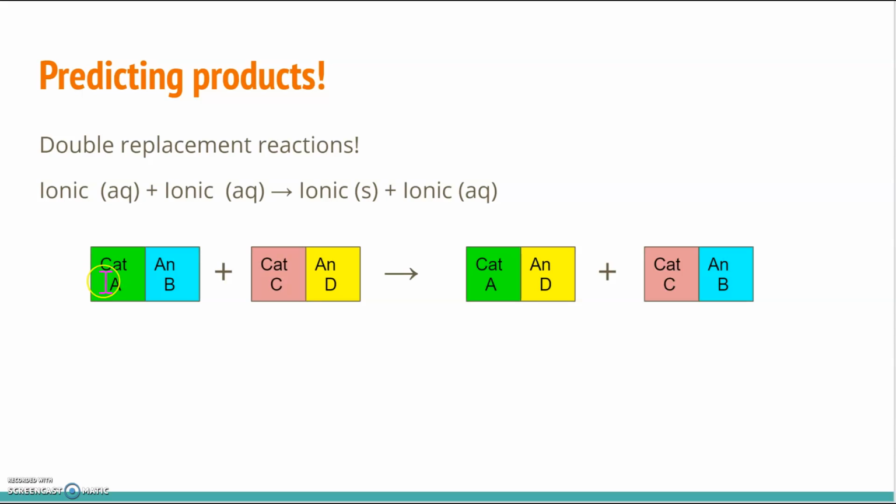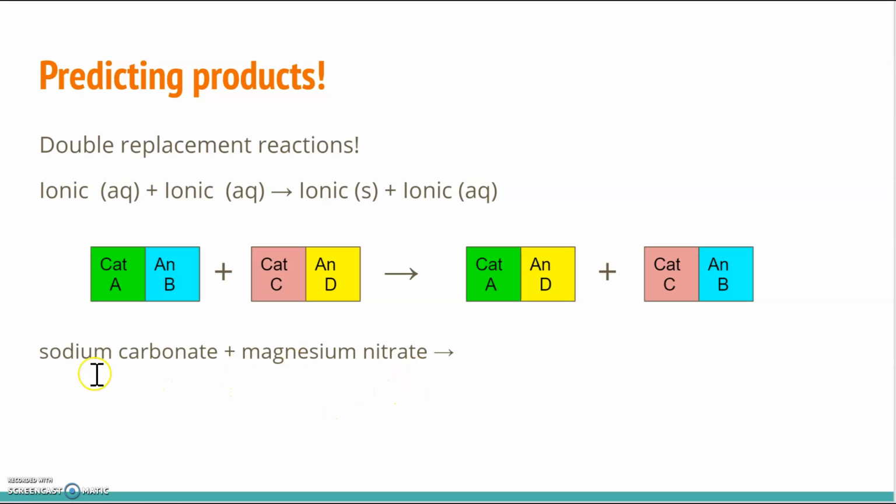So I have an ionic compound, which is a cation and anion, AB, reacting with another ionic compound, which is a cation and an anion, CD here. They swap partners, and A goes with D, and then C goes with B. So let's put some actual ionic compound names in there. Let's say cation A is sodium, and anion B is carbonate, and cation C is magnesium, and anion D is nitrate. So I have sodium carbonate reacting with magnesium nitrate.